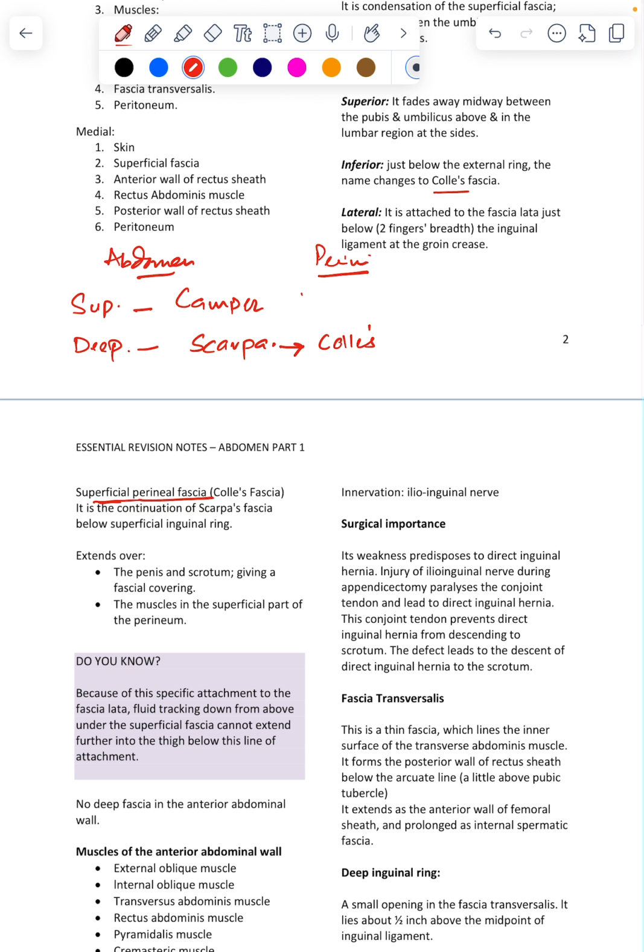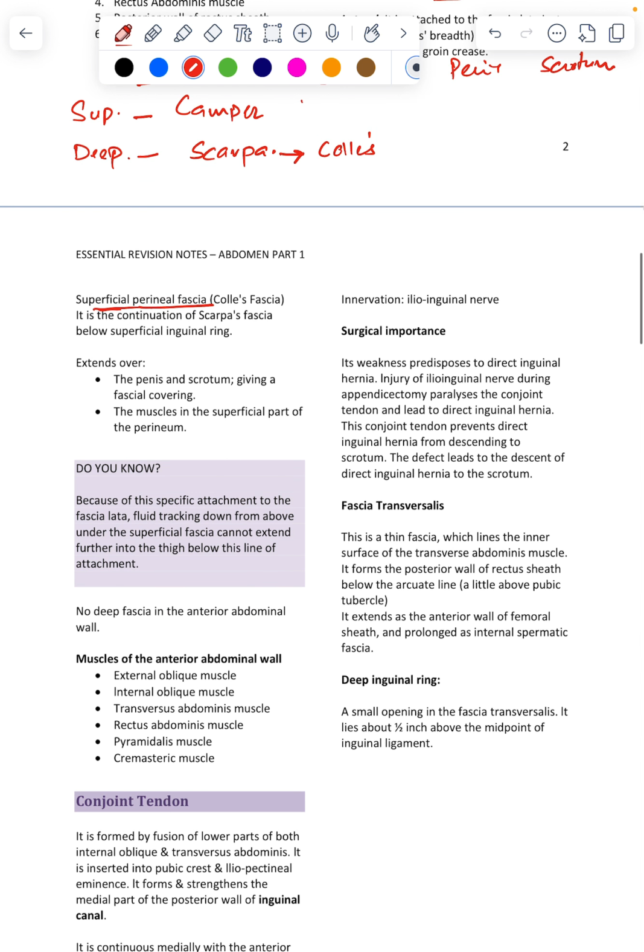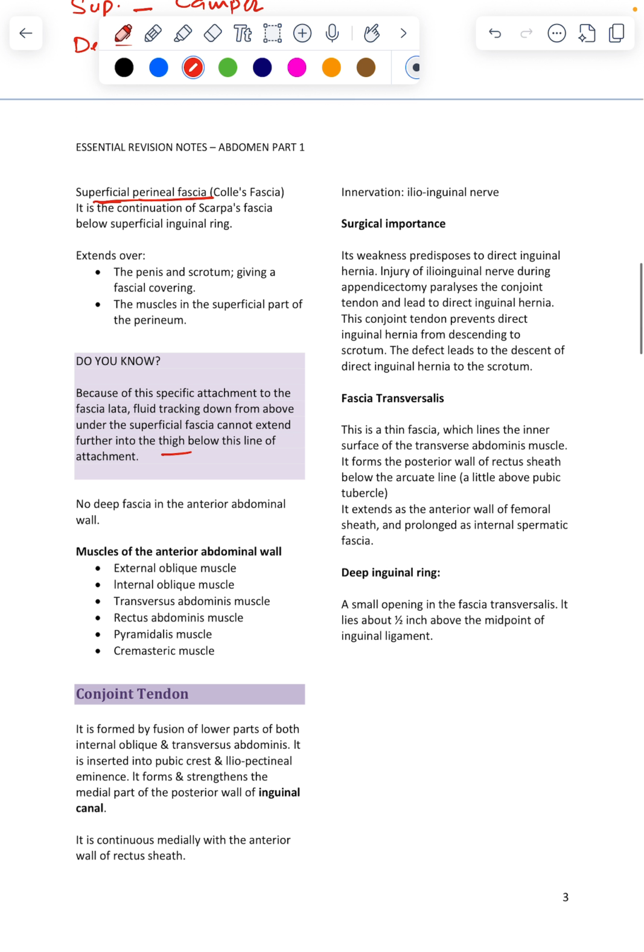It extends over the penis and scrotum, giving fascial coverings to the muscles of the superficial part of the perineum. So this is the perineum, now penis and scrotum. Because of this specific attachment to the fascia lata, fluid tracking down from above under the superficial fascia cannot extend into the thigh. This is relevant when there are injuries to the urethra, so this is about extravasation of urine.